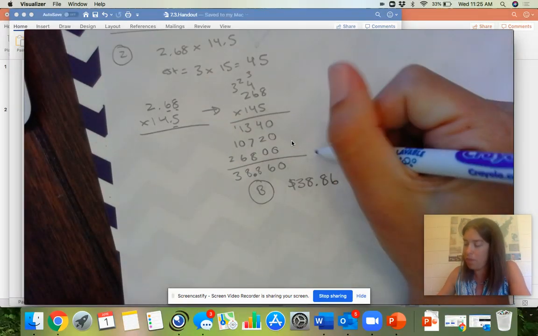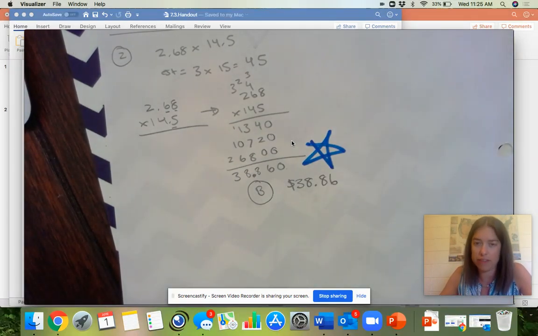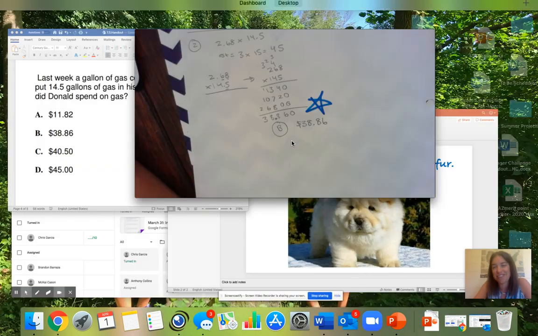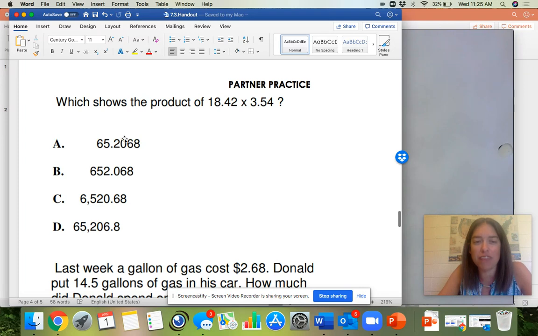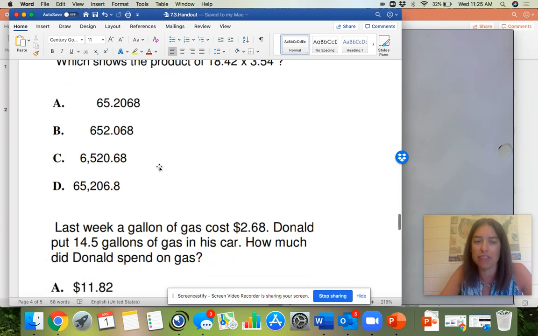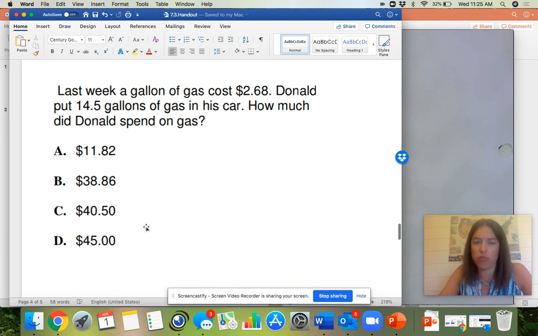If you also got B, go ahead and give yourself a check, a star. I was able to estimate in the first problem because the answers were so drastically different. 65, 652, 6,520, 65,000. These were all so drastically different, I could use my estimate to come up with the answer. These answers were too close. I couldn't tell if it was going to be $38.86 or $40.50. I had to actually multiply.